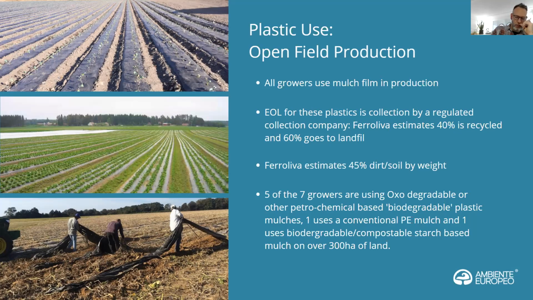So 5 of the 7 growers were using oxo-degradable or another petrochemical-based biodegradable plastic mulch, and only one uses a conventional polyethylene mulch, and one uses a biodegradable compostable starch-based mulch on over 300 hectares of land. This in itself is interesting and concerning, because the oxo-degradable is obviously designed to degrade and therefore starts to degrade often in the field, but they have to remove it because it otherwise leaves plastic fragments. And many people would say that it's actually better to use conventional plastic mulch that can effectively be removed than to use an oxo-degradable with an additive that may be more likely to leave fragments behind.